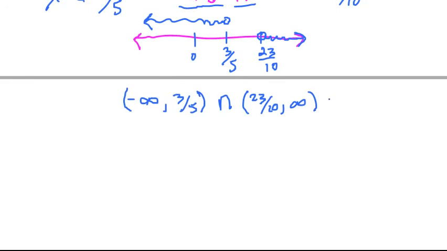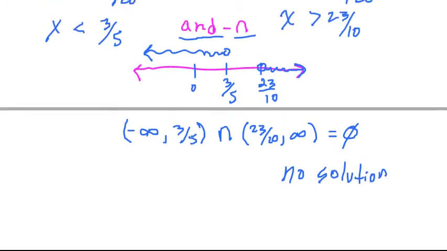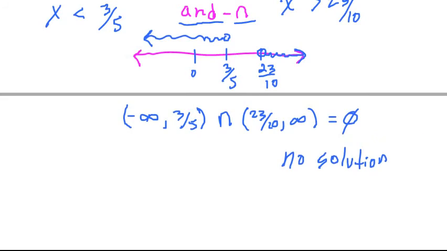And so guess what? This is actually equal to the empty set, or we could say no solution. This doesn't have any solution. This is a way to prove this, sort of a proof. It doesn't have a solution.